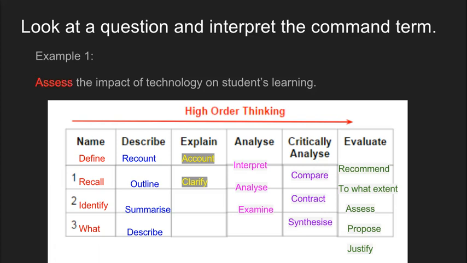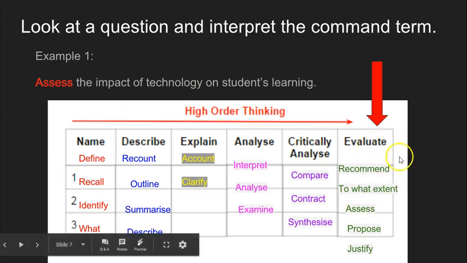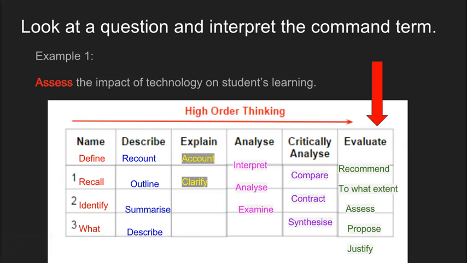What you hopefully would have seen is that assess is the command term right at the beginning of the question once again, and we can see that assess is part of the evaluate category. So we'll know that we need to come to a position on the impact of technology on students' learning and give reasons why we've come to that position.